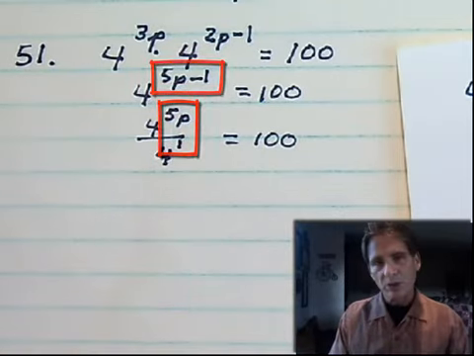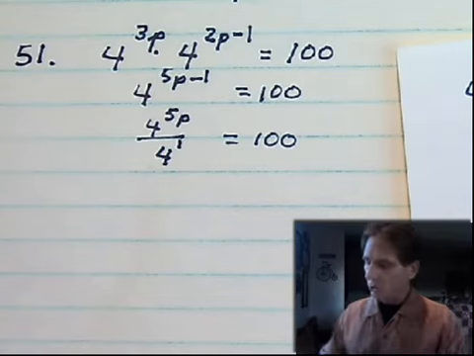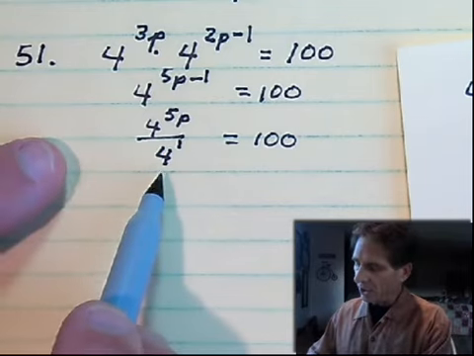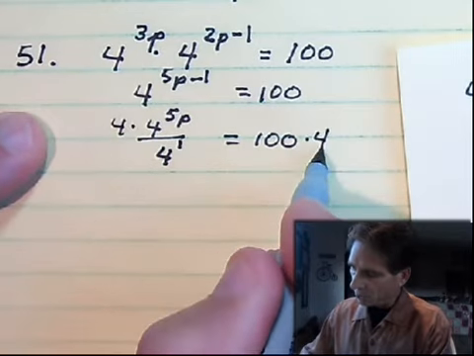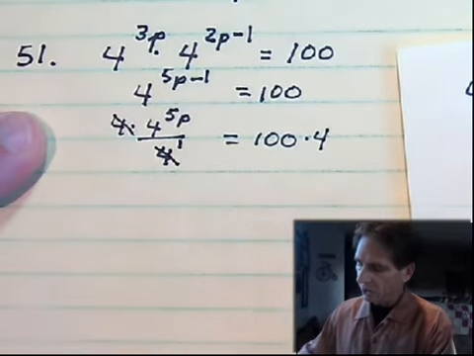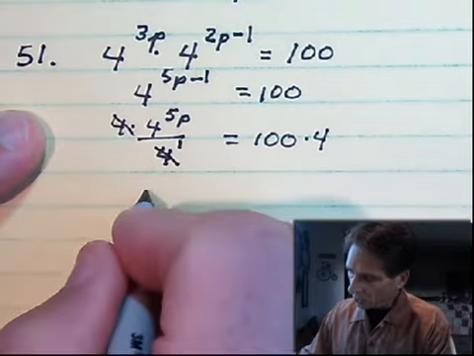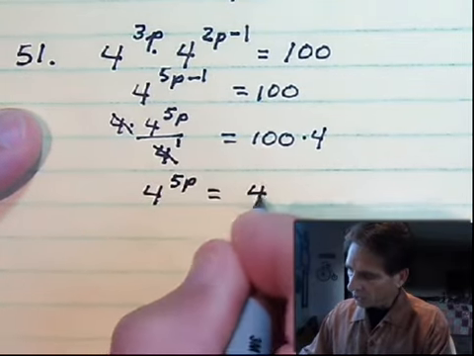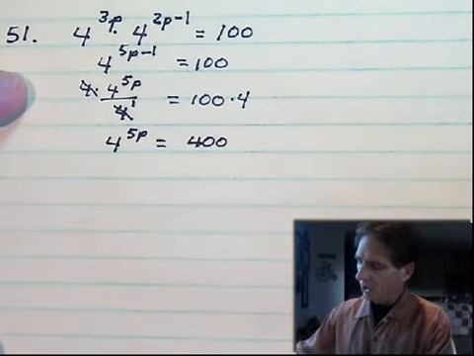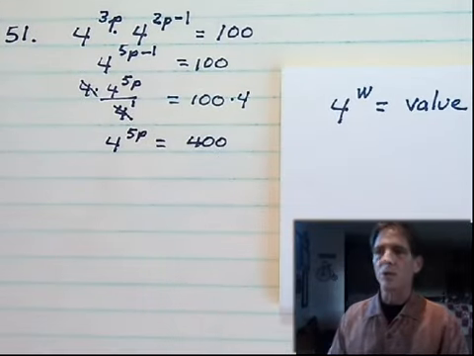Well, now I can get rid of the 4 by applying the inverse operation. The inverse operation to divide is times. So I'm going to multiply both sides by 4. These cancel, leaving me 4 to the 5p equals 400. Now I'm in that format right there.